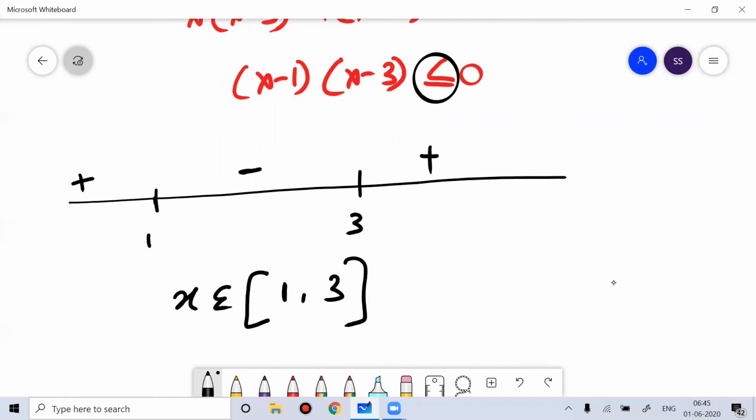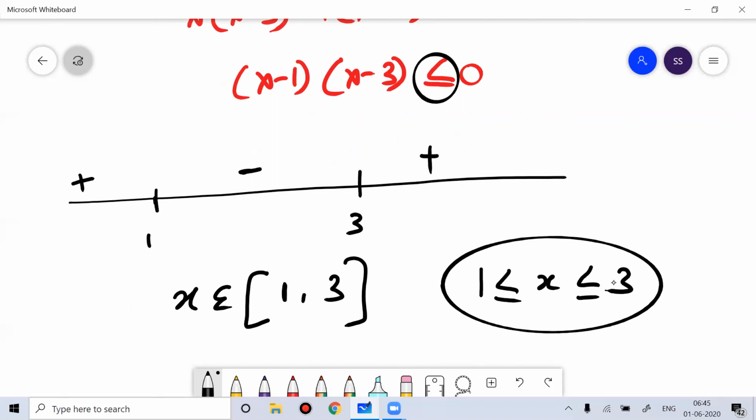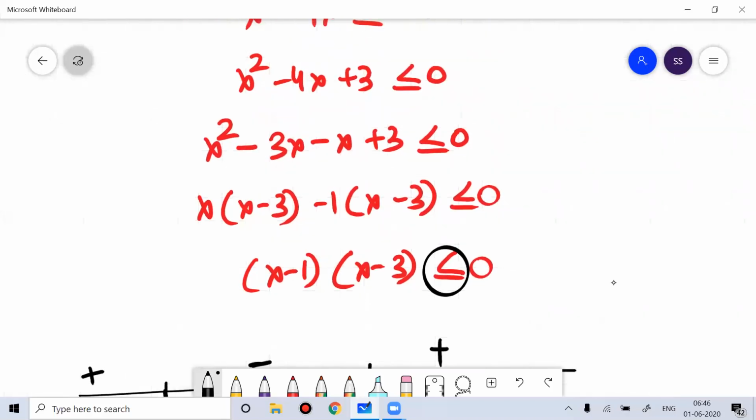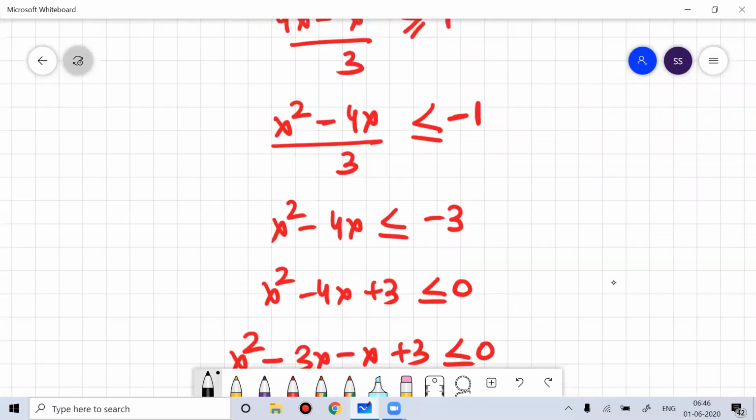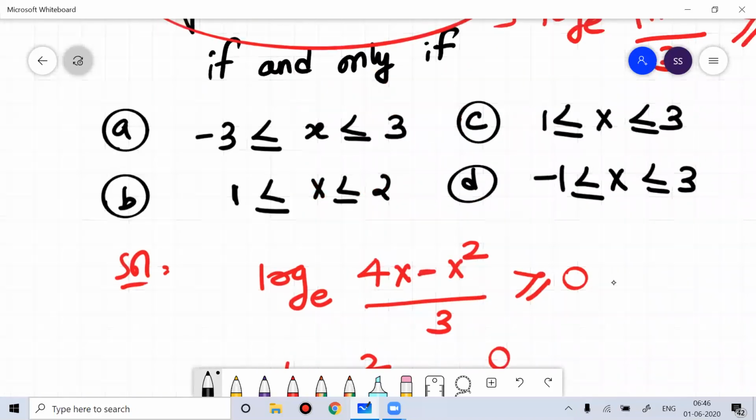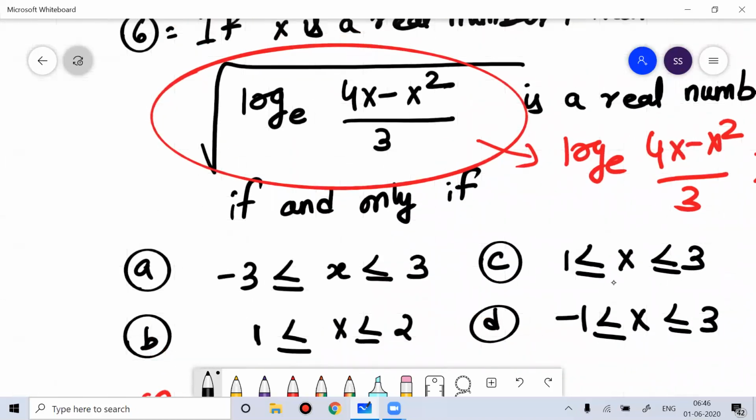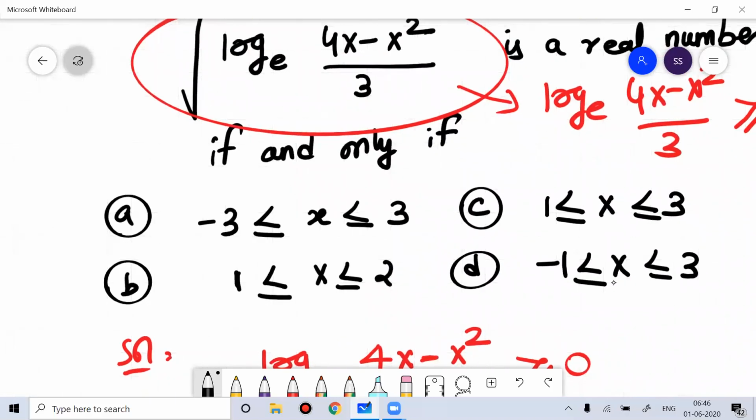So when you talk about x, the value of x is inclusive of 1 and 3. So the value of x is 1, 2 and 3. So that is the value of x. So any number if you put less than 1 or more than 3, that will not satisfy this equation.